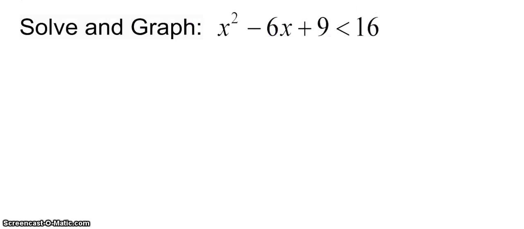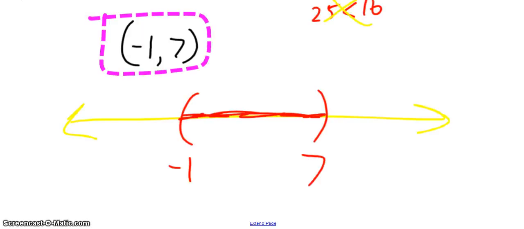Alright, so I want you to try this on your own. So solve and graph. X squared minus 6x plus 9 is less than 16. Because I know you took good notes on the last one, and I already had written down the steps for you, you should be able to do this relatively easily. Pause the video, try to solve, and graph. Unpause when you're ready to check your work. Alright, so here we should end up with a solution of the interval -1 to 7, not including the -1 or the 7. And here's what we would graph on the number line from -1 to 7.